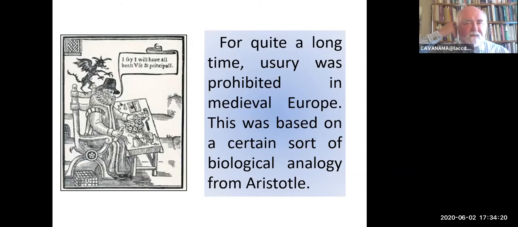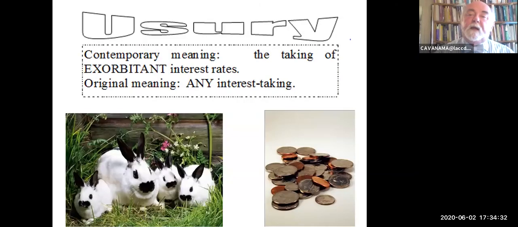Stereotypes sometimes have a foundation in fact, although they may be exaggerated. Usury, and by the way, usury eventually disappears. I'll mention that in a minute. Usury meant at the time in the Middle Ages any taking of interest. Nowadays, it tends to mean the exorbitant taking of interest, like a 20% vig on your credit card. But the usury that was prohibited in Europe was any taking of interest.